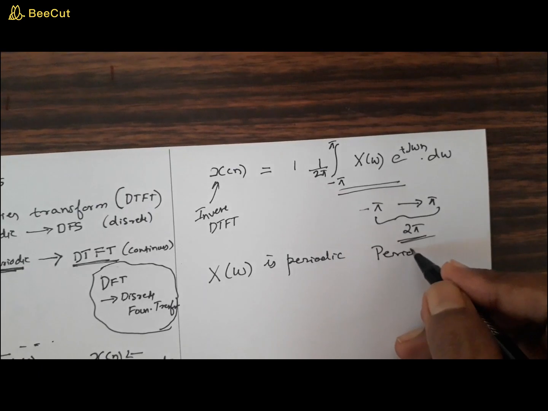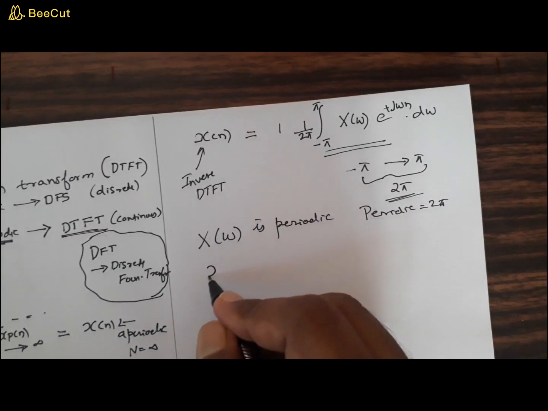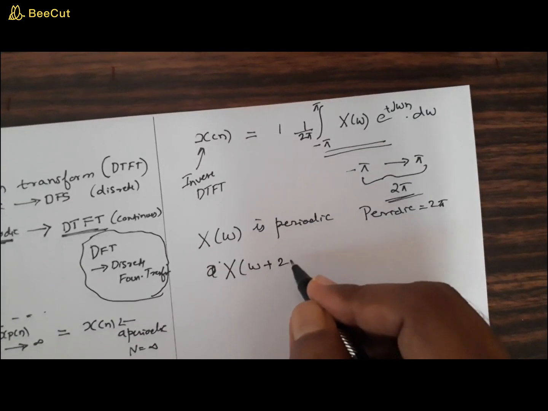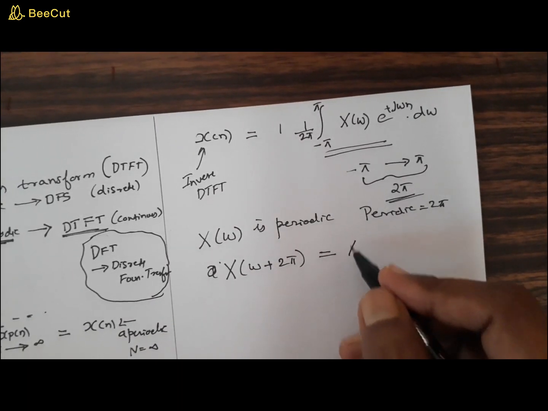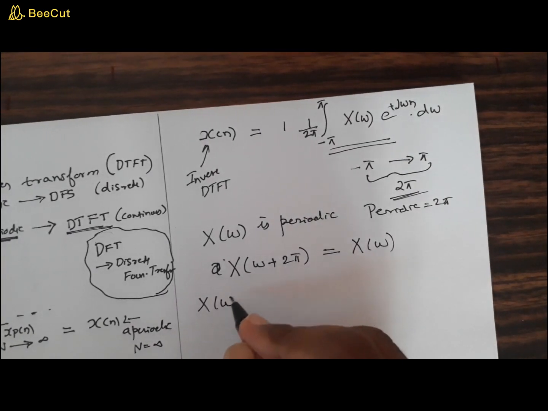The period is equal to 2 pi. I am going to prove it. Now, if a particular function needs to be periodic, it has to be like this. You need to prove x of omega plus 2 pi is equal to x of omega. Okay. Now what is your x of omega?